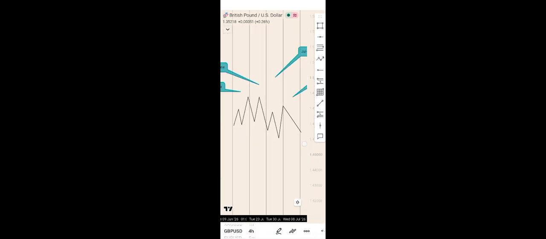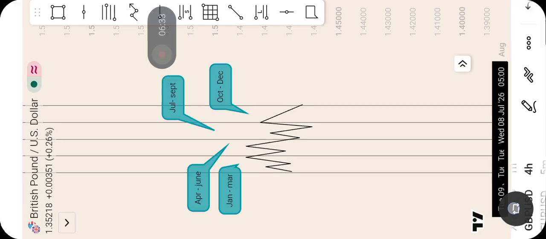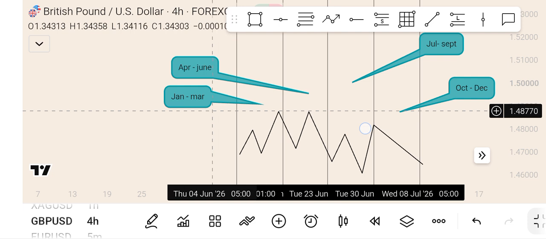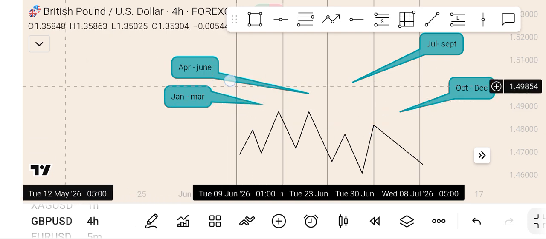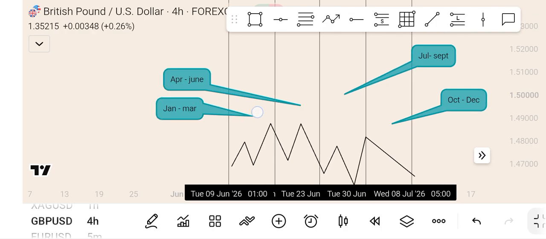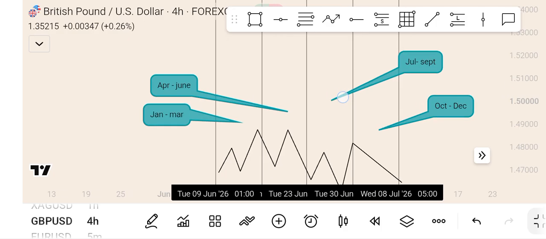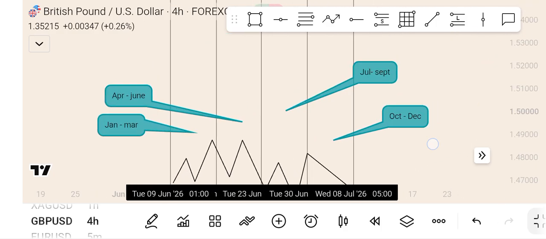So take this as a yearly chart. This is how the quarters are going to be. The first quarter is January to March, the second quarter is April to June, the third quarter is July to September, and the last quarter is October to December.